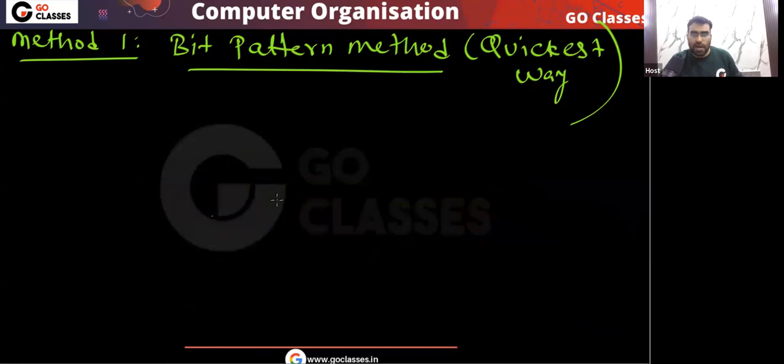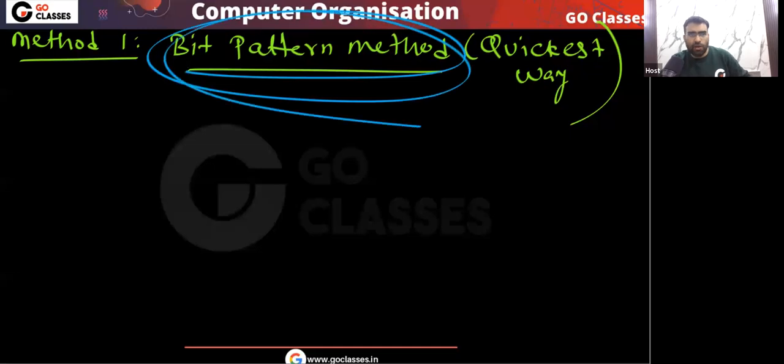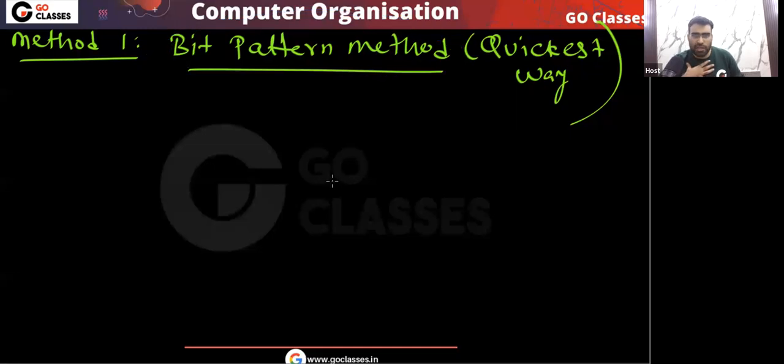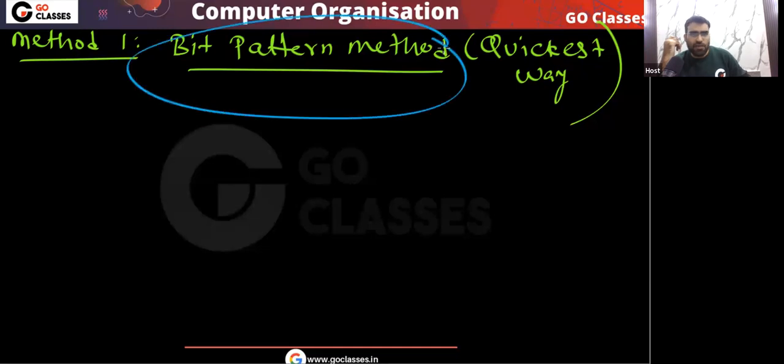See, just to explain, I've taken so much time because I wanted to explain the concept. What is the concept of bit pattern method? I wanted to tell you how to solve this question. Okay, the explanation I told you. So that is the reason a lot of time I took. But remember, this method is actually very easy.